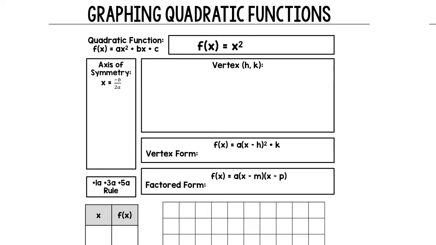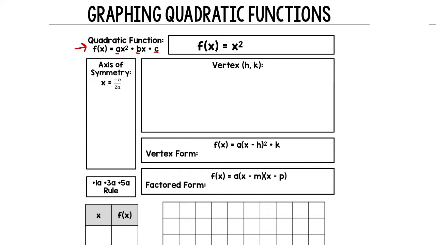Here we go. Quadratic function, don't forget, is ax squared plus bx plus c. It's right here. And this is standard form. A is always the number in front of x squared, B is always the number in front of x, and C is always the constant. So our first function that we're going to graph is f of x equals x squared.